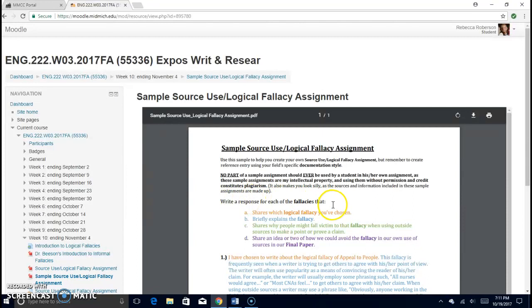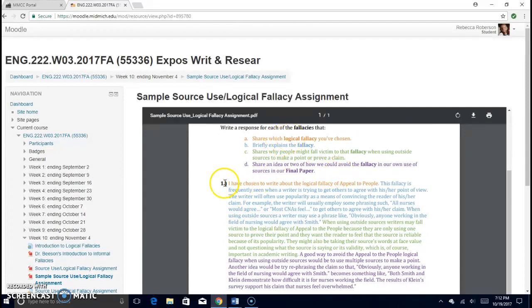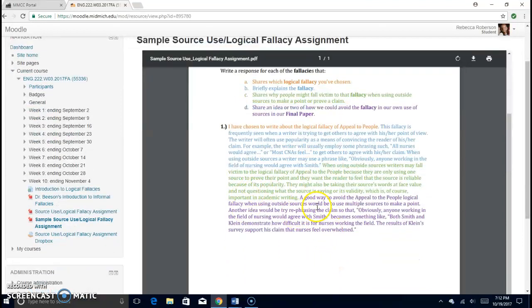Basically, I've copied the prompt here, and then I've highlighted each of the requirements or each of the tasks that you're supposed to complete. And then in my sample paragraph, I've highlighted them, so it's color coordinated. This is where I'm sharing the fallacy. This is where I'm briefly explaining how the fallacy works. In my own words, I'm not copying Dr. Beeson's notes or the Lumen Learning notes. I'm sharing why people might fall victim to the fallacy when using outside sources. And then I'm sharing an idea or two of how to avoid the fallacy when I'm using sources in my final paper. Okay, so 250 words, you're going to do 3 of these.